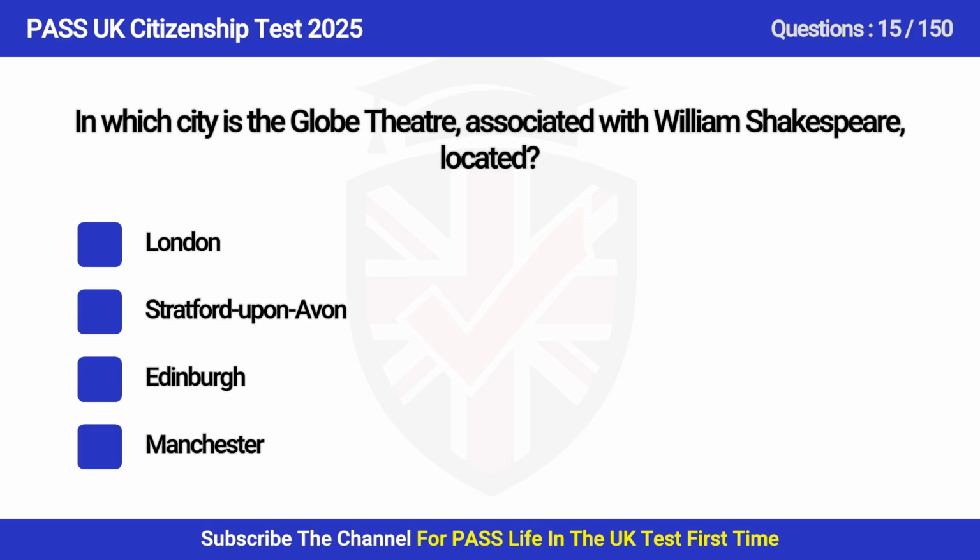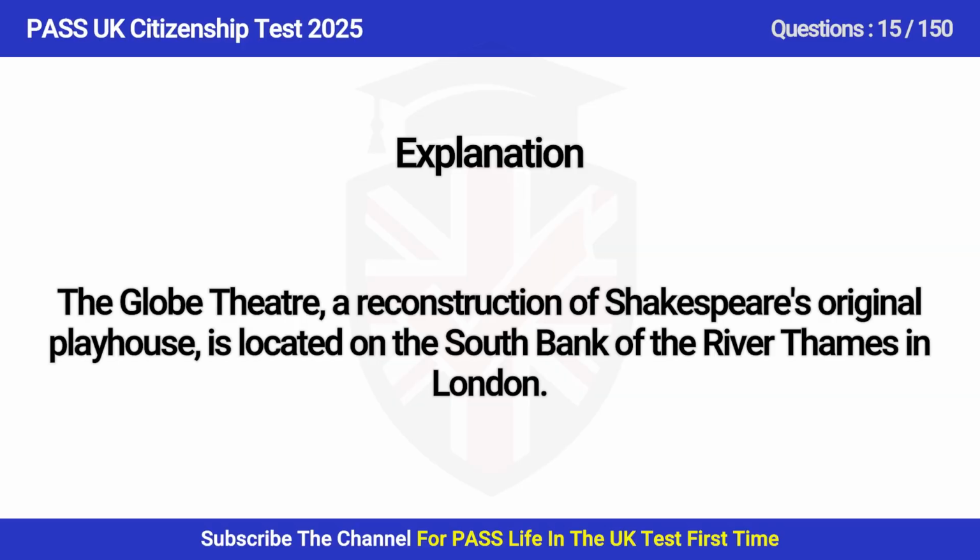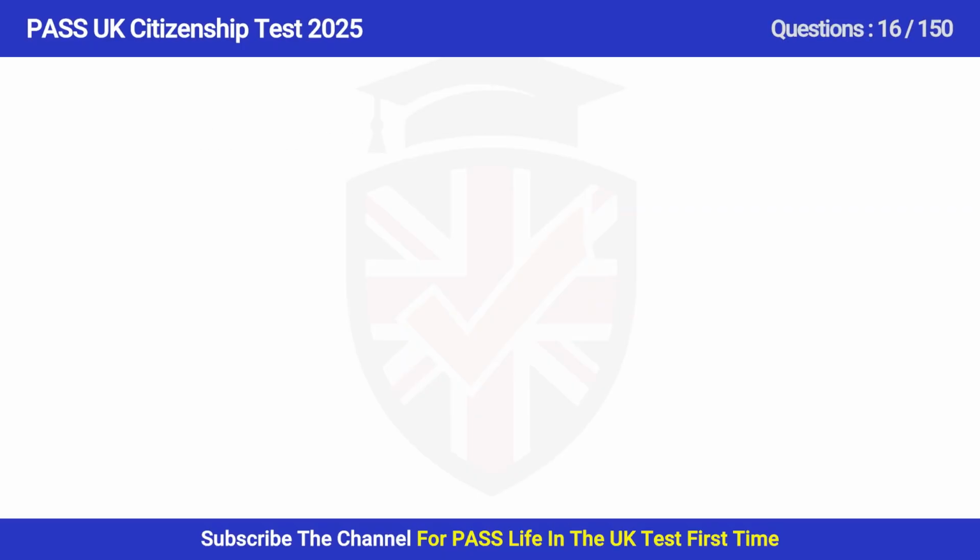A. London, B. Cardiff, C. Edinburgh, D. Manchester. The answer is A. London. The Globe Theatre, a reconstruction of Shakespeare's original playhouse, is on the south bank of the River Thames in London. Question 16.